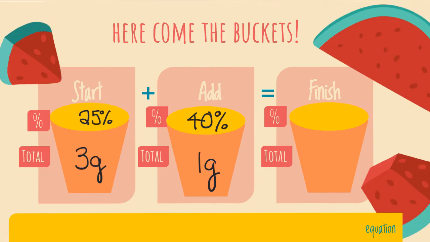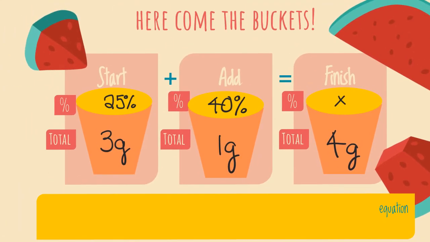Now, percents don't work like, hey, just add them together. You can't do 25% plus 40% and say, oh, it's 65%. That's not how percents work. So by putting them in these buckets where you can say, I started with 3 gallons, that was 25%. I added 1 more gallon, that was 40%. I can then know that I end up with 4 gallons total, but I don't really know what the percent is. Okay, I am going to create an equation based on that.